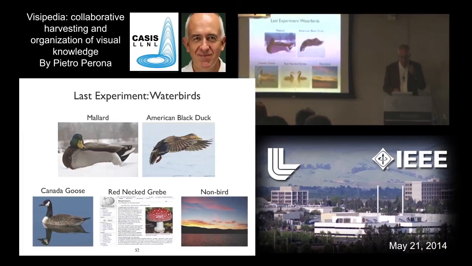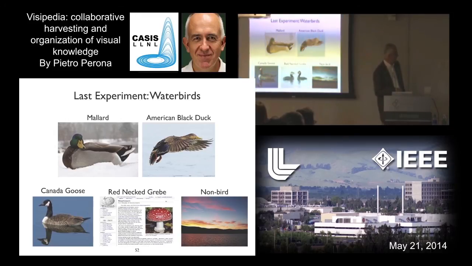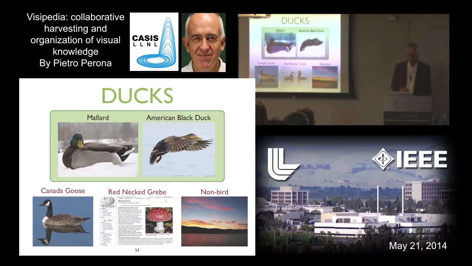The last experiment I want to show you is less contrived. Here we have 4 types of water birds: mallards, American black ducks, Canada geese, and red-necked grebes, and then water pictures. And the task for the annotators was: click on the ducks. Tell us which ones are the ducks.